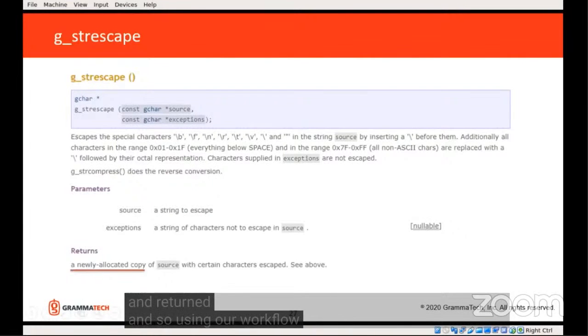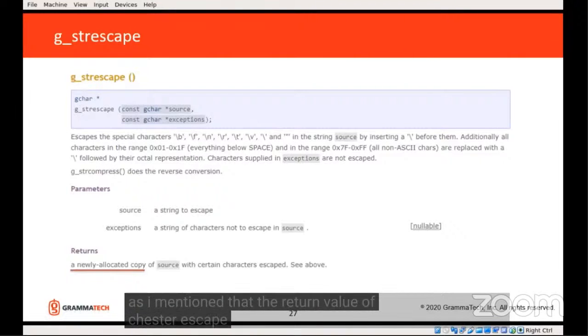And so using our workflow, we were able to identify, as I mentioned, that the return value of g_strescape is used in an overwhelming majority of the cases, and therefore we created a rule saying the return value of g_strescape should be used.